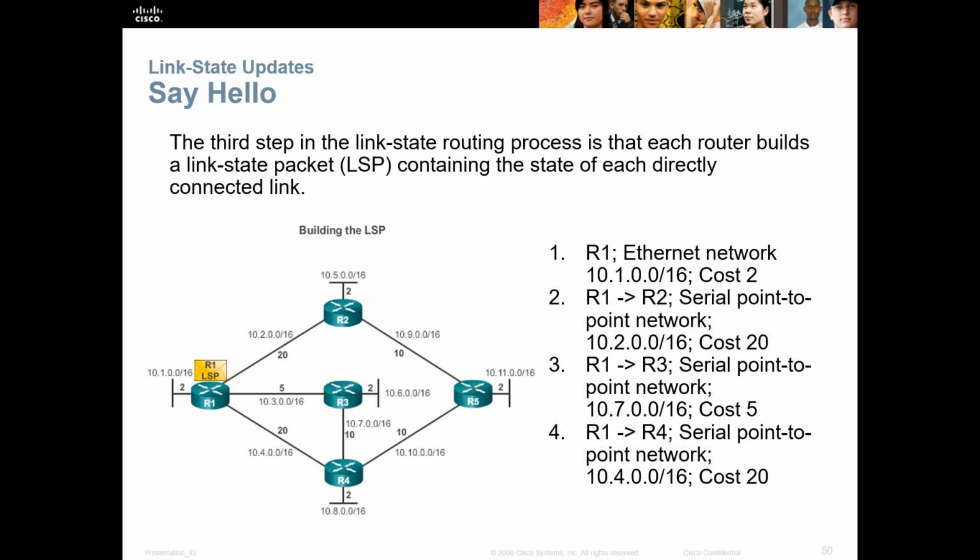So it will then look at the costs, and the third step in the link state routing process is that each router will build an LSP containing the states of each directly connected network and their associated costs. So R1 will lay out all of the connected paths and their appropriate costs, and that's what these are right here. And they will share that information.